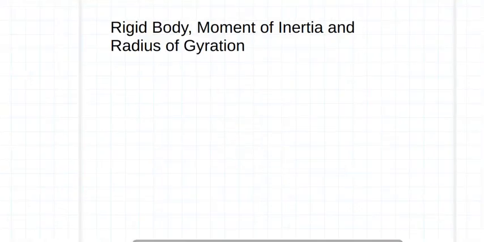Okay, so now I will talk about rigid body, moment of inertia, and radius of gyration. In the early lectures, I talked about angular momentum and moment of inertia also. But now I will discuss the idea of moment of inertia in context to rigid bodies. So first of all, let me define what a rigid body is.